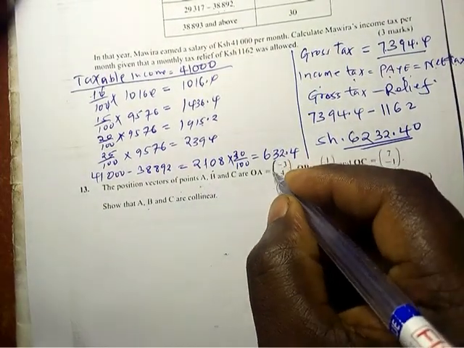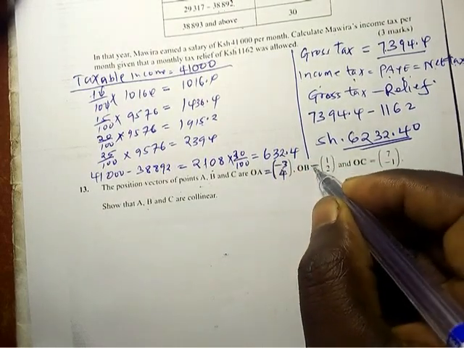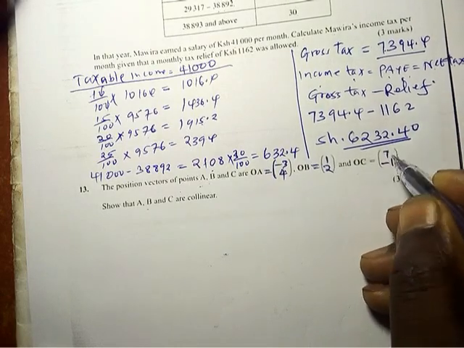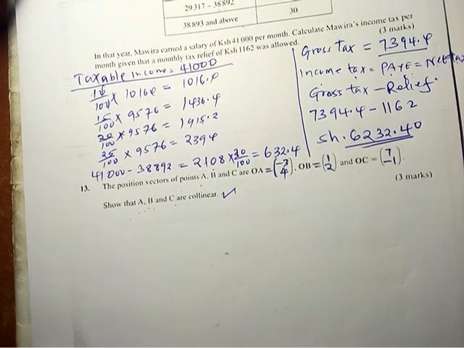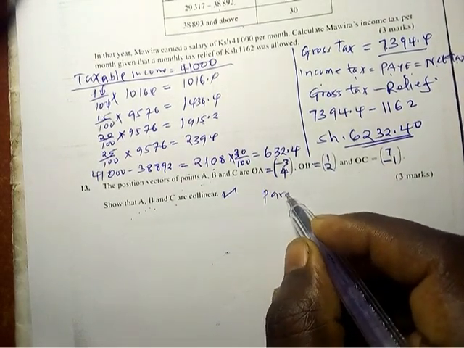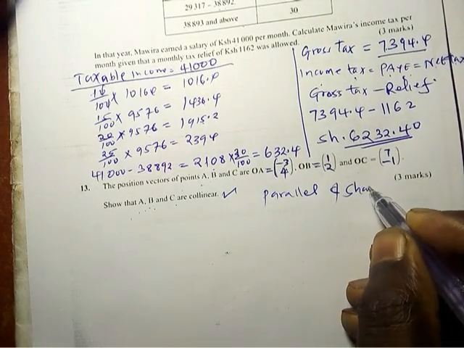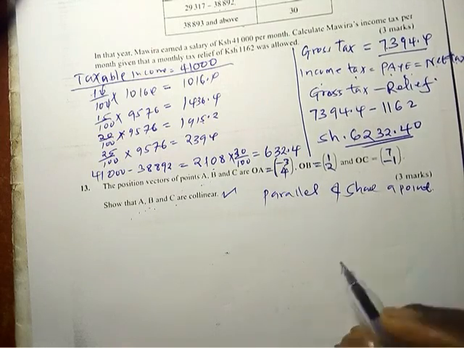The position vectors A, B, and C are this. This is equal to -3, 4. OB equal to a half, and OC is 7. Show that A, B, and C are collinear. So to show that they are collinear, first you show that they are parallel, and then secondly they share a point. Two vectors here, they share a point.